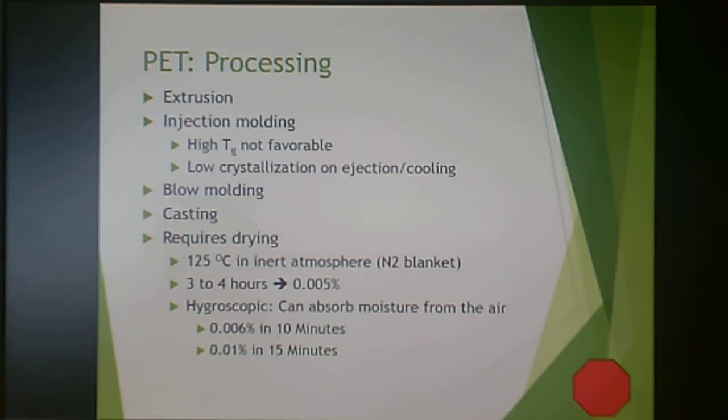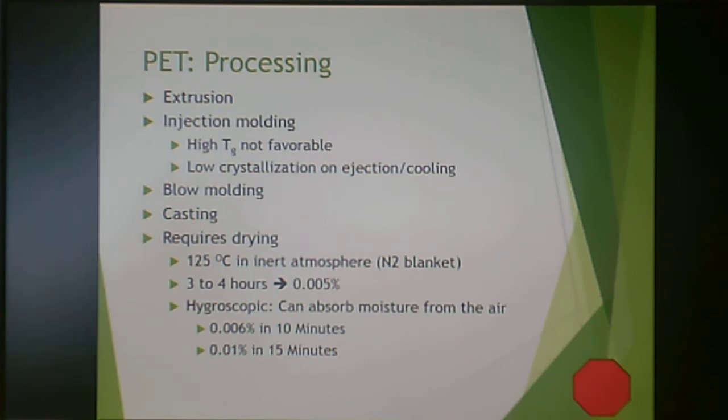PET can be processed by most methods of thermoplastic processing. Extrusion, injection molding. The issue with injection molding is it does have a high Tg, and it means you have to put a lot more energy in it to get it to flow. It also has a slow crystallization rate on injection and cooling, so it can take a long time to cool, or you have to have a lot of hold time for injection molding. It, of course, is widely used in blow molding.